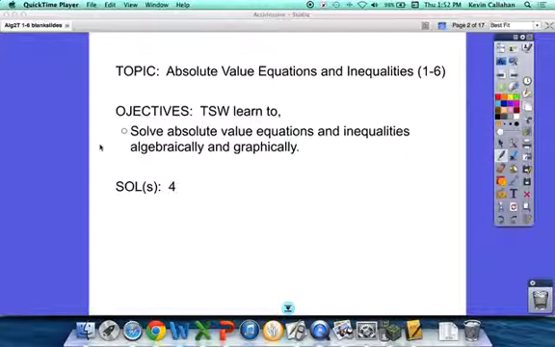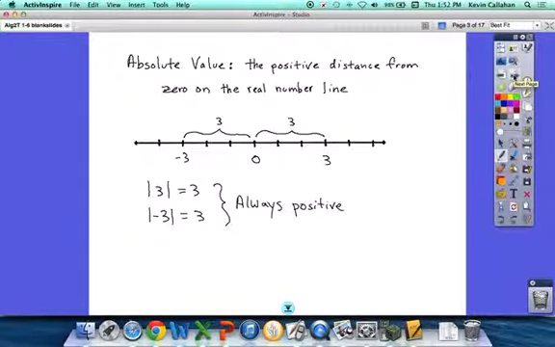Okay, so that's our one SOL, one statement here. So most of you know what absolute value means already, right? Absolute value is the positive distance from 0 on a number line, right? Meaning it doesn't matter if I'm at -3 or +3. It's still 3 away from 0. So the absolute value of a positive number is positive. The absolute value of a negative number is positive.